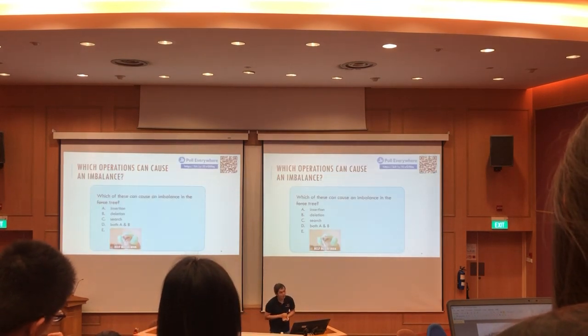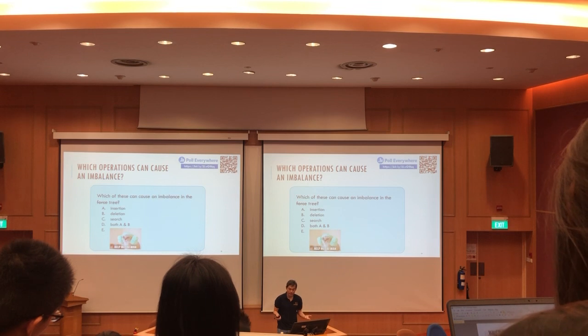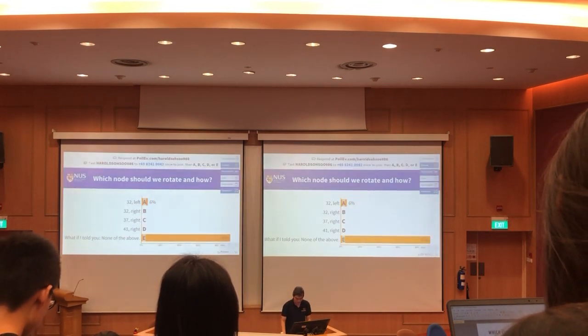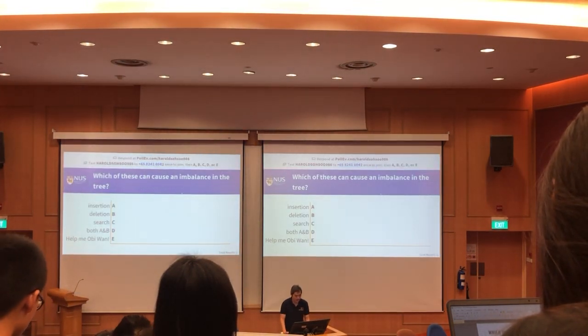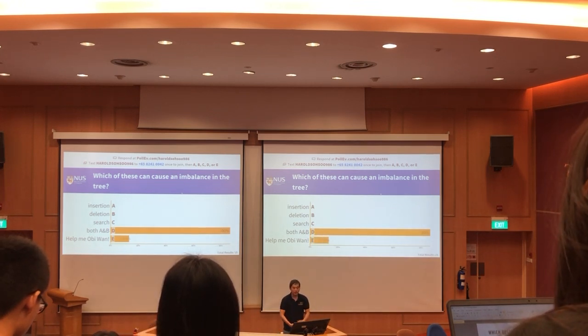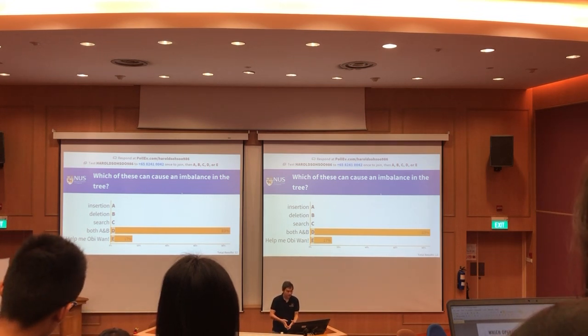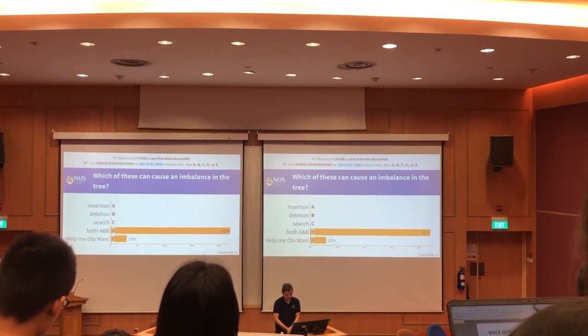Alright. So which of these can cause imbalance in the tree? Insertions, deletions, searches, both A and B, or something else? So let's have a look. We'll do this quickly. I'm sure you can figure this out. When you insert something in the tree, when you delete something from the tree, when you do a search, both insertion or deletion, or something else. So let's put it in. Let's do this quickly.